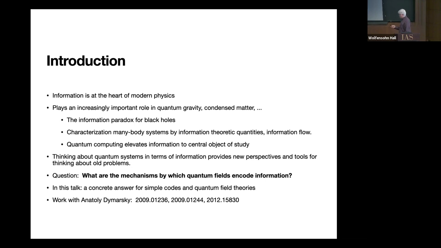So I think one thing we've learned is that thinking about quantum systems in terms of information gives us new perspectives and new insights into old problems. So the overriding question here, which I'm going to give a specific answer to today, is what are the mechanisms by which quantum fields can encode information? And I will give a concrete answer for a simple class of quantum codes and one of the simplest classes of quantum field theories.